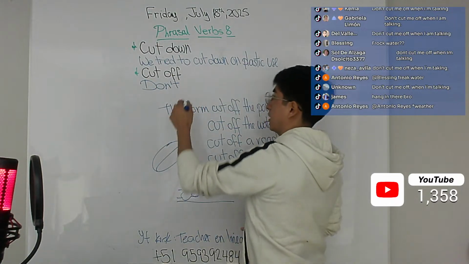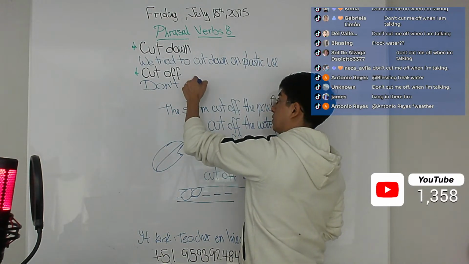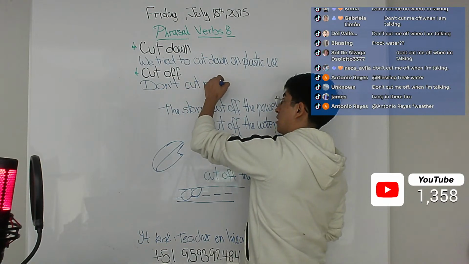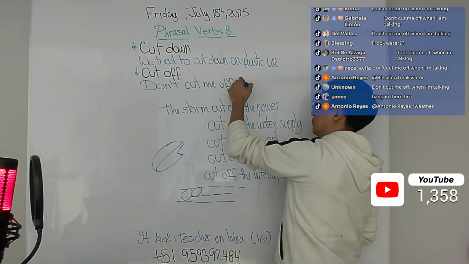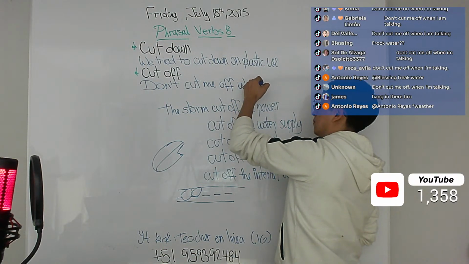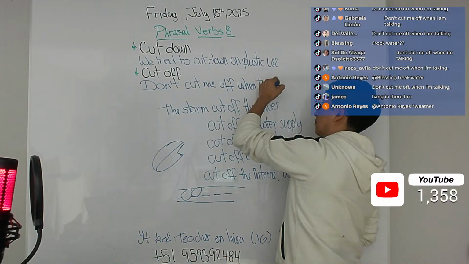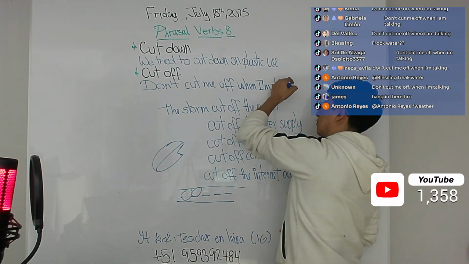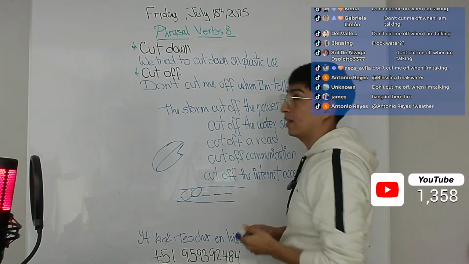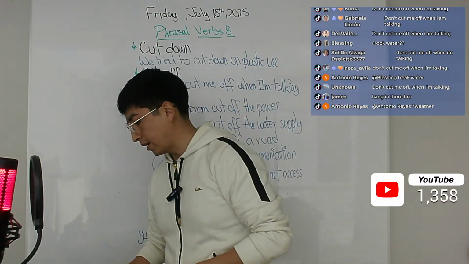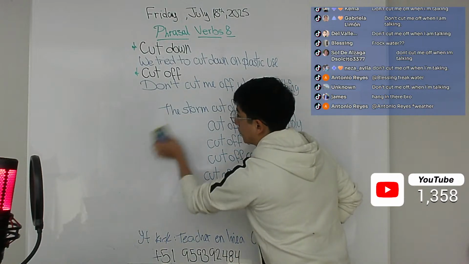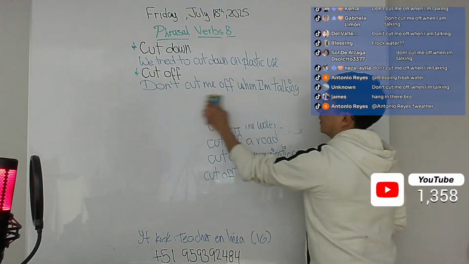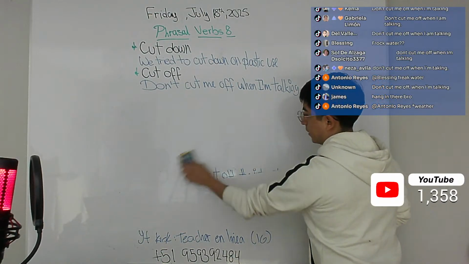This is the second meaning, okay? Don't cut me off. Don't cut me off when I'm talking. Very good. Let's erase this and let's continue with the third phrasal verb here.